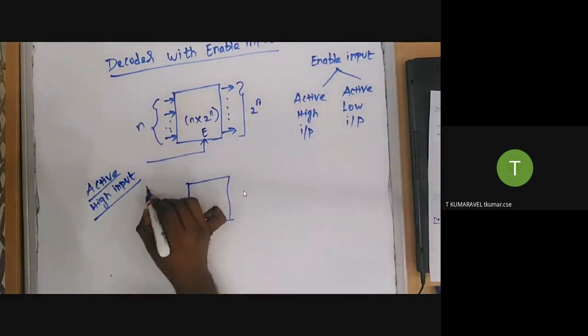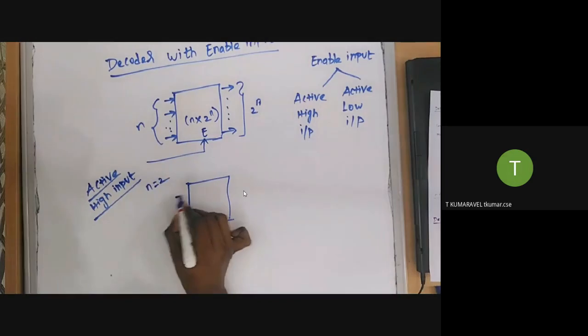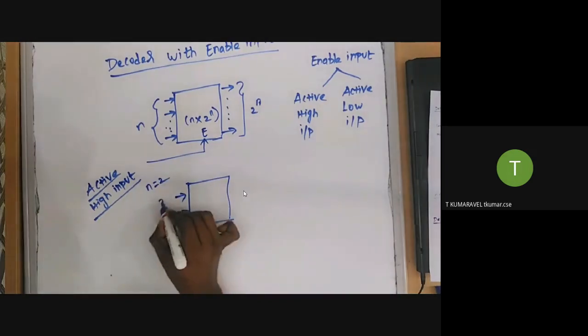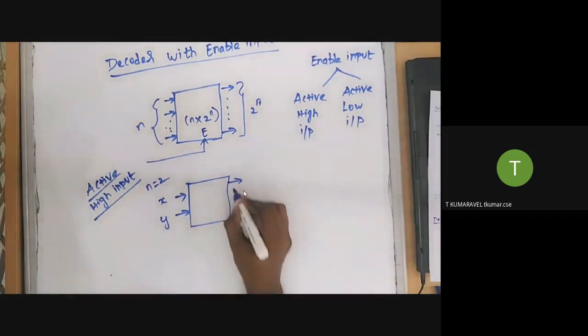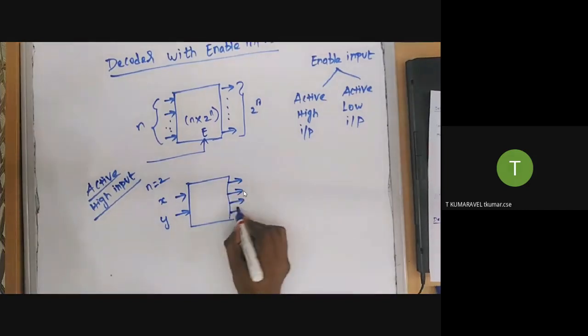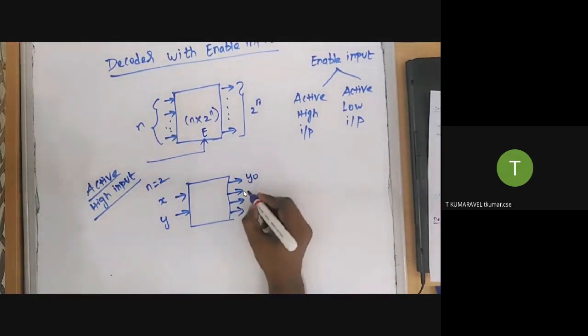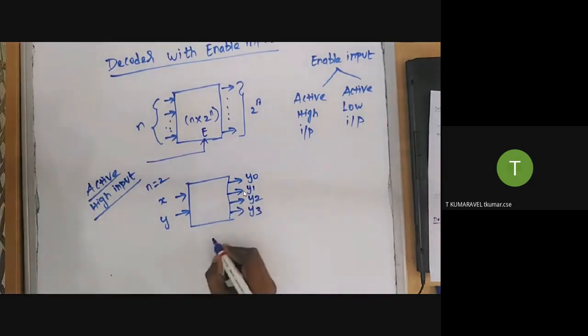For example, n equal to 2. So n equal to 2 means it's going to take input as 2 bits. What happens? It's going to generate output as 4 bits. The outputs I'm going to denote using the y variable. So what is the meaning of active high? What is the function here?